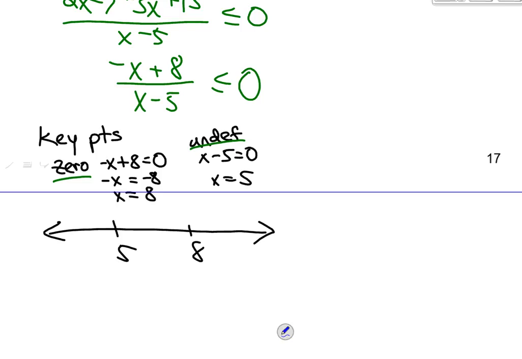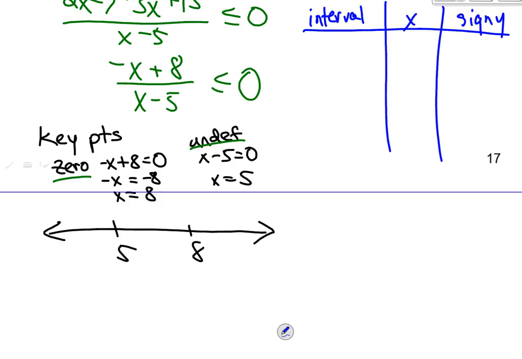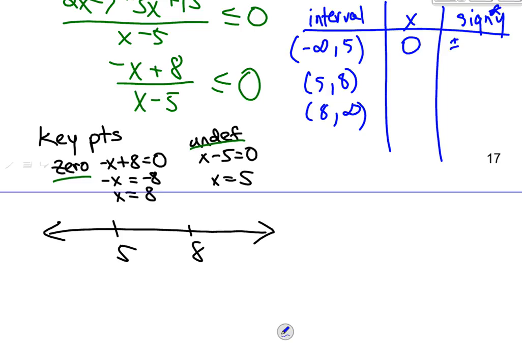I'll do my interval table up here. So interval, x, and the sign of y. And my intervals are from negative infinity to 5, 5 to 8, 8 to infinity. So there's my three intervals. From negative infinity to 5, it's easy to choose 0. And if I choose 0, this would be like 8 over negative 5, right? A positive over a negative. So that will be negative.